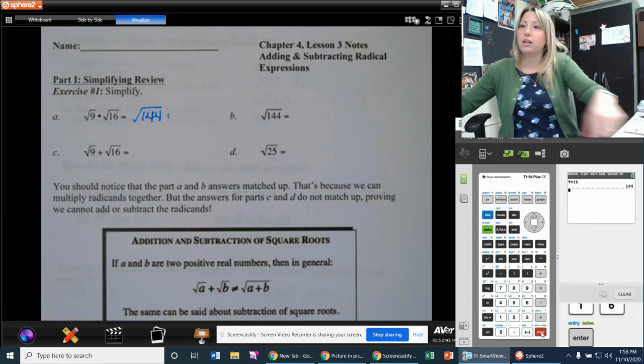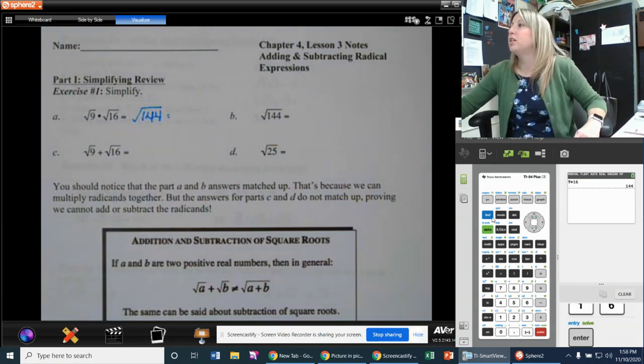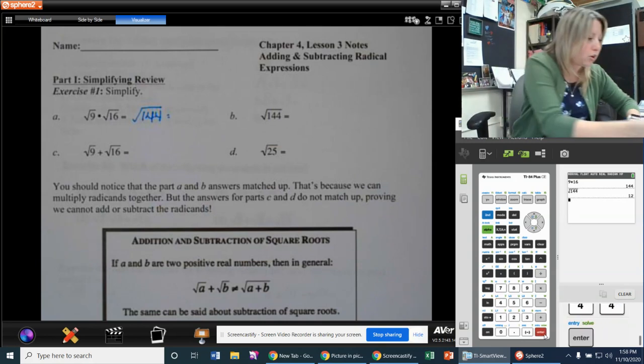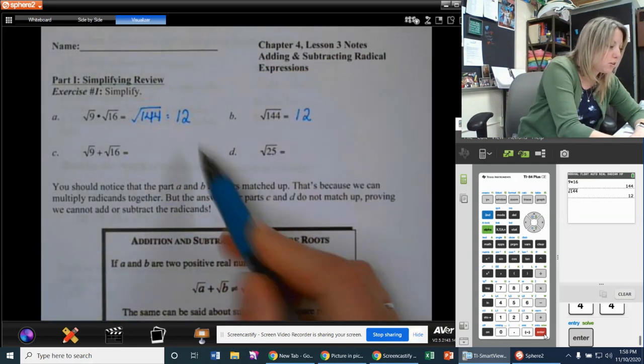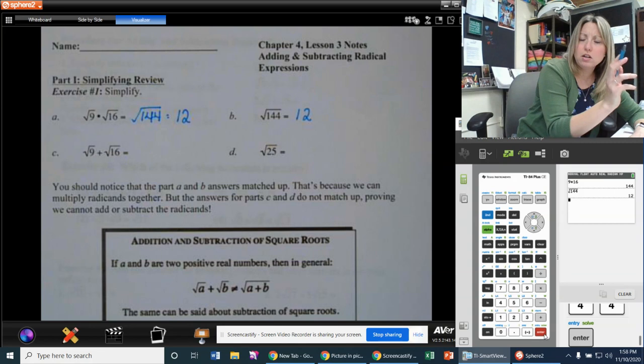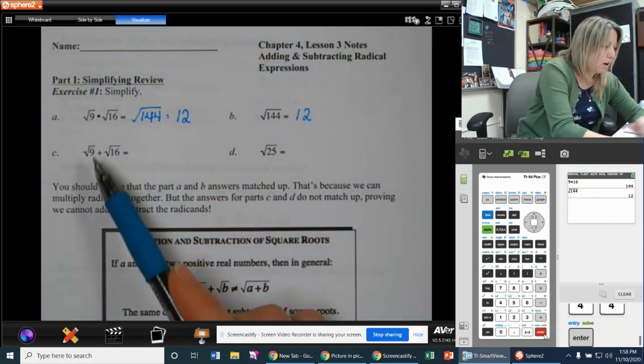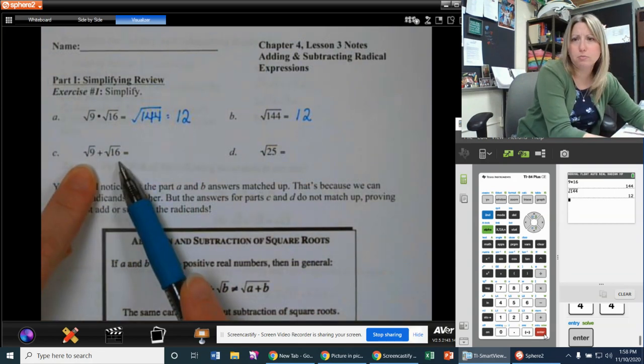That's the next one over, letter B as well. So the square root of 144. What's the square root of 144? 12. So these two things result in the same answer. But wait, I haven't learned anything yet about adding and subtracting radicals. That's what I'm about to learn, right?